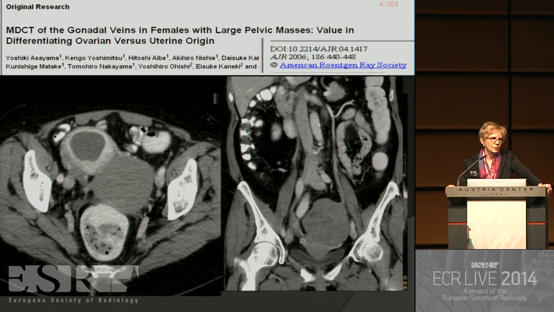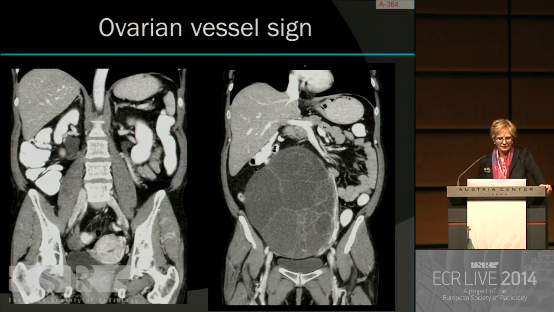From CT literature, we have learned that particularly in large lesions, tracking down the ovarian vein is a useful finding to decide if a lesion is ovarian in origin. And what we look for is the ovarian vein that usually enters an ovarian mass.